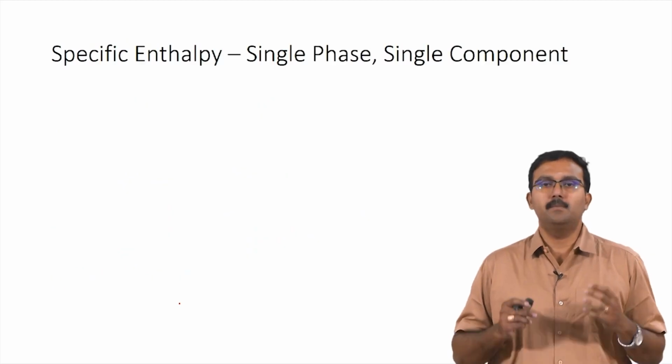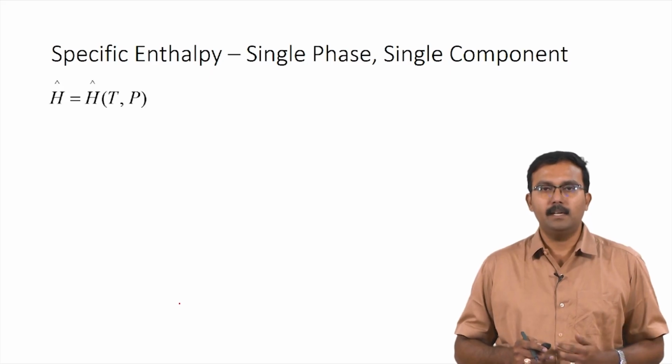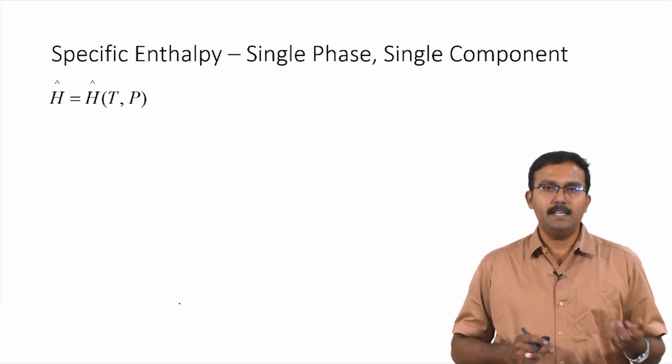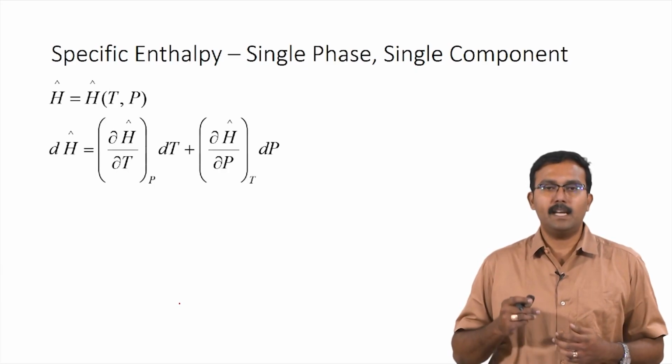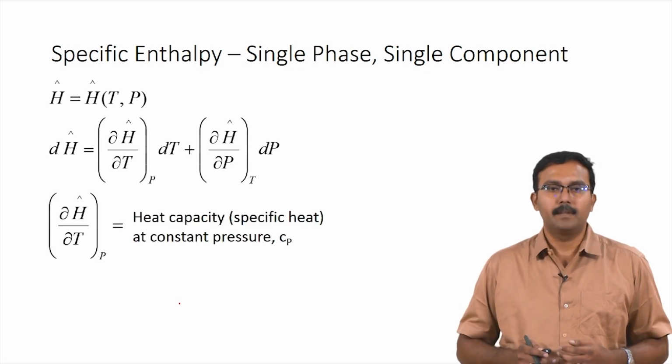Let us consider a system which is a single phase single component system. This specific enthalpy which we looked at would be a function of temperature and pressure. So, if we were to differentiate this equation, you would get dH cap equals dou H cap dou T at constant pressure dT plus dou H cap dou P at constant temperature dP.